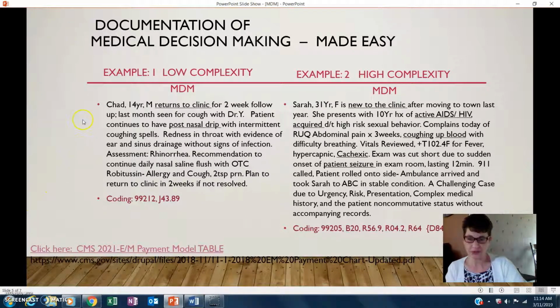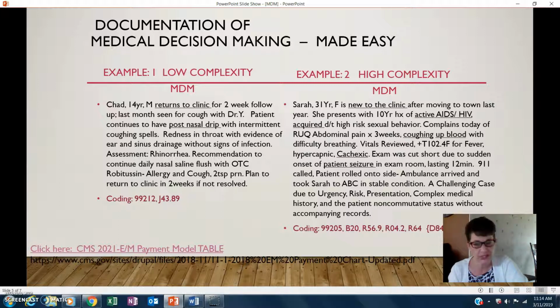So the first example is Chad. He's 14. He returns to the clinic for a 2-week follow-up. He was seen last month for a cough with Dr. Y. He continues to have a postnasal drip with intermittent coughing spells. He has redness in his throat with evidence of ear and sinus drainage without an infection. And the assessment says rhinorrhea.